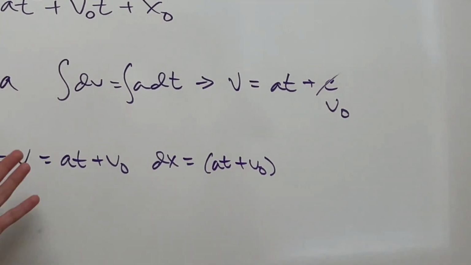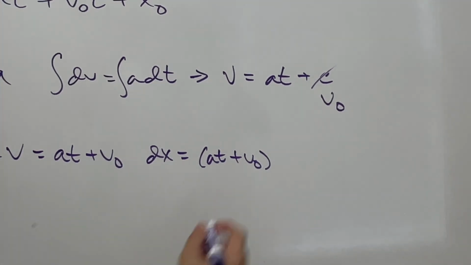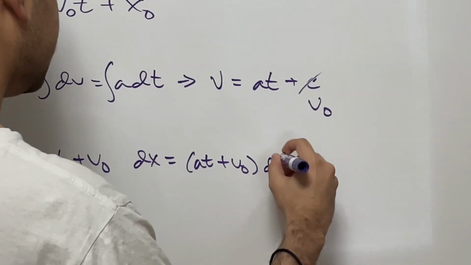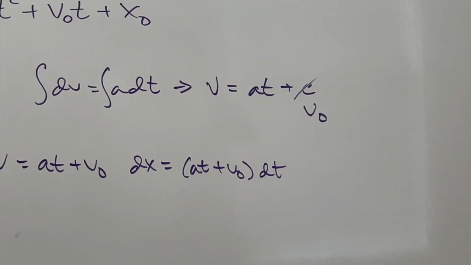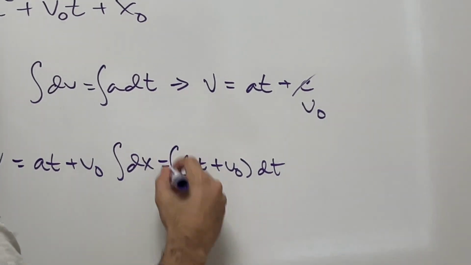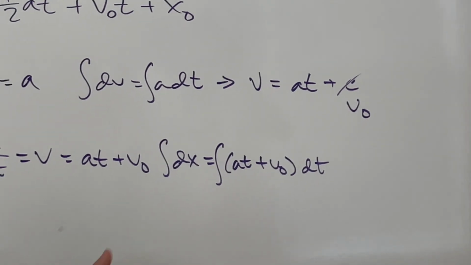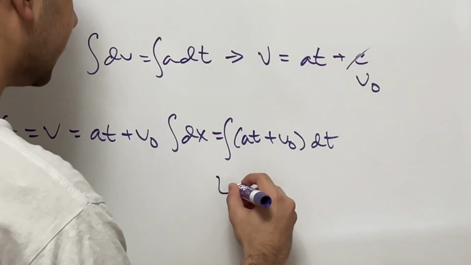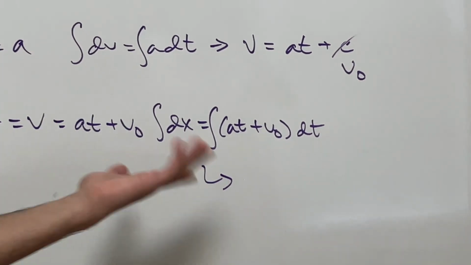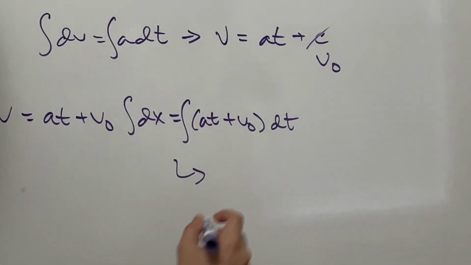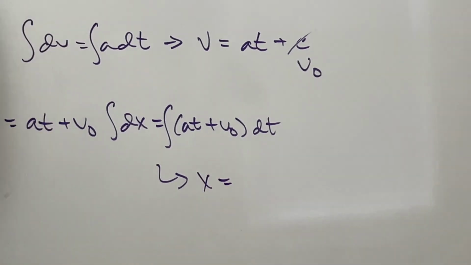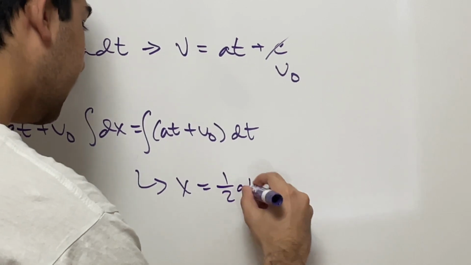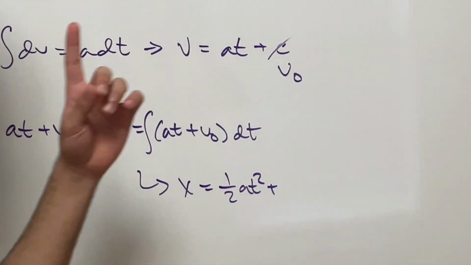Why did I say v0? I should say v0, don't say v0. So dx is equal to at plus v0 times dt. I know the drill, just integrate both sides. Now I'm going to do this integral real quick. I won't go into the actual integration technique, but from integrating, you'll get that x, our position, is going to be equal to 1/2 at squared plus v0 t.